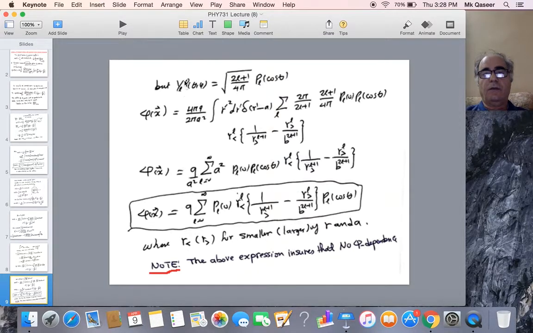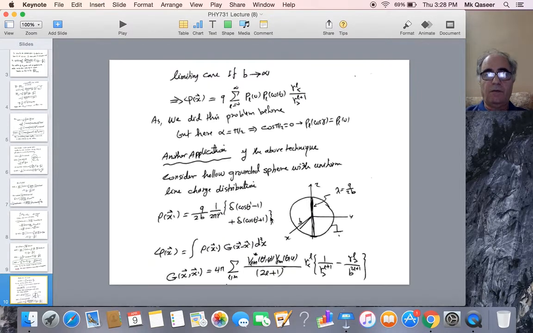We know that Yl0 is this constant times Pl of cosine theta. So insert this here and then evaluate this integral over r prime. We get this expression for phi, which depends on Pl of x prime. Now, depending on whether the field point r or the radius of the ring is smaller or greater, we have two expressions. We already did this problem in previous lectures.